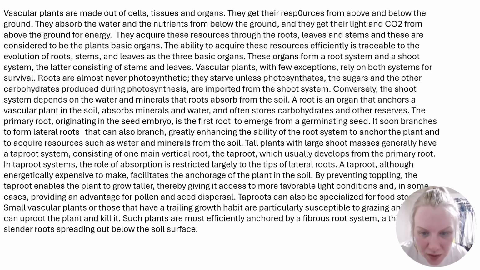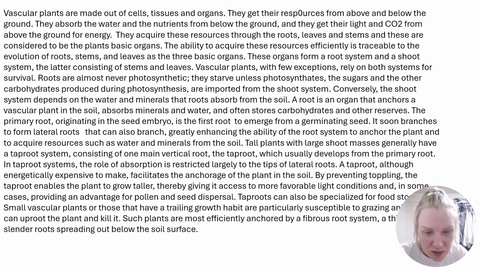Tall plants with large shoot masses generally have a taproot system consisting of one main vertical root, the taproot, which develops from the primary root. In taproot systems, the role of absorption is restricted largely to the tips of the lateral roots. A taproot, although energetically expensive to make, facilitates the anchorage of the plant in the soil by preventing toppling. The taproot enables the plant to grow taller, therefore giving it access to more favorable light conditions in some cases, providing an advantage for pollen and seed dispersal. Taproots are also specialized in food storage.